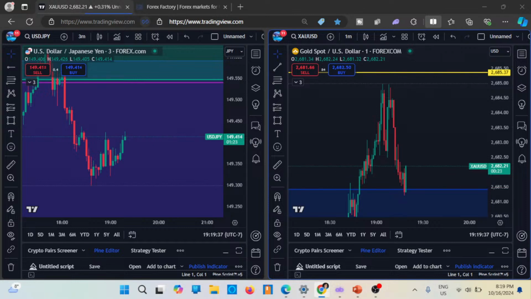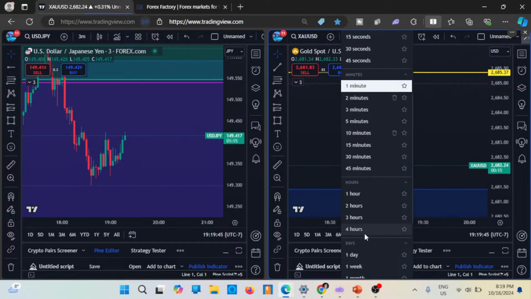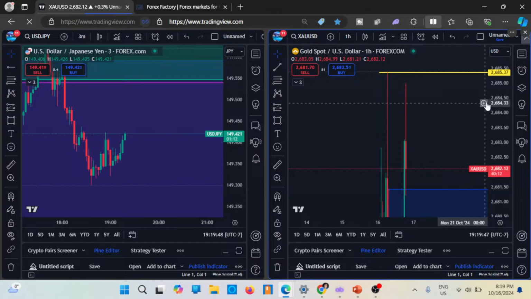Okay, we are at 5:30. Okay, so let's get started, because a lot of things are happening here. Let's look at gold here. I'm going to go straight up to the 1 hour time frame.